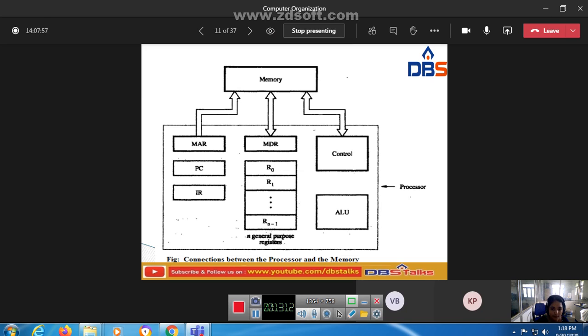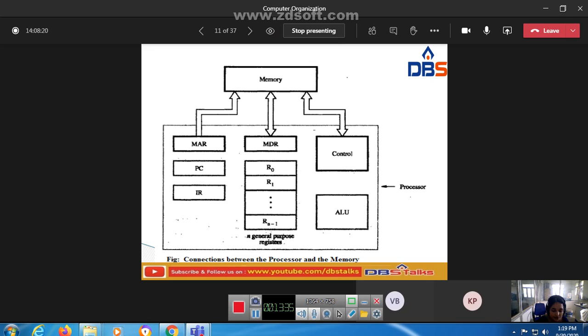Next, coming to the program counter. What is meant by program counter? This is another specialized register that keeps track of the execution of a program. It contains the memory address of the next instruction to be fetched and executed. Besides IR and PC, there are n general purpose registers, R0 through Rn-1.